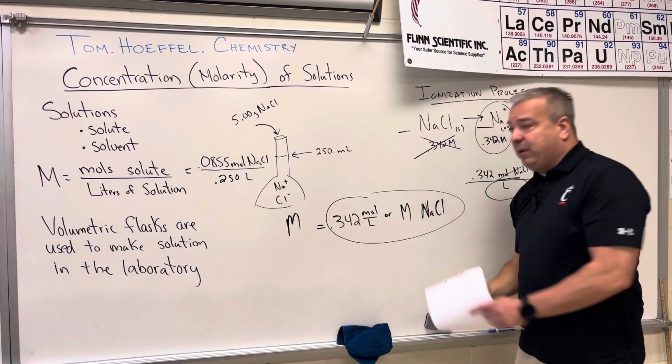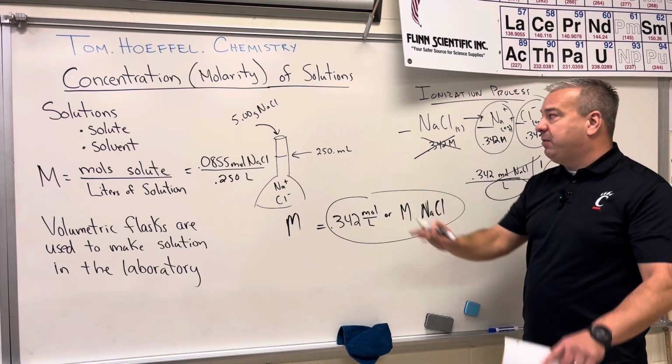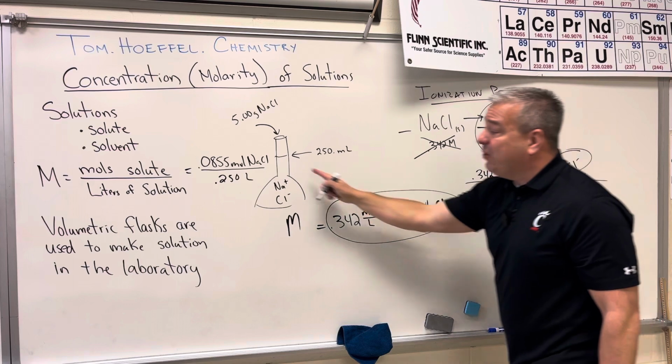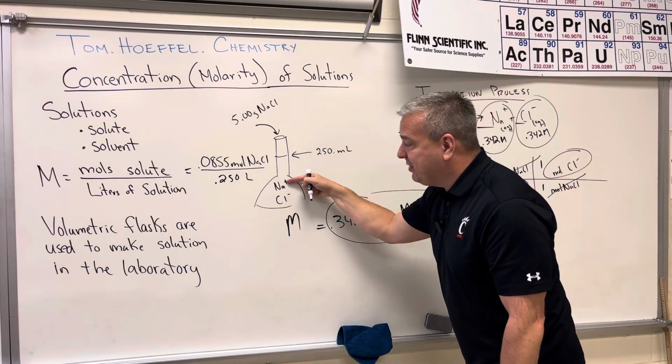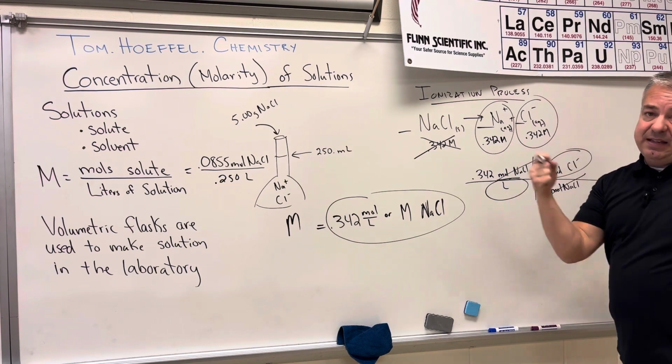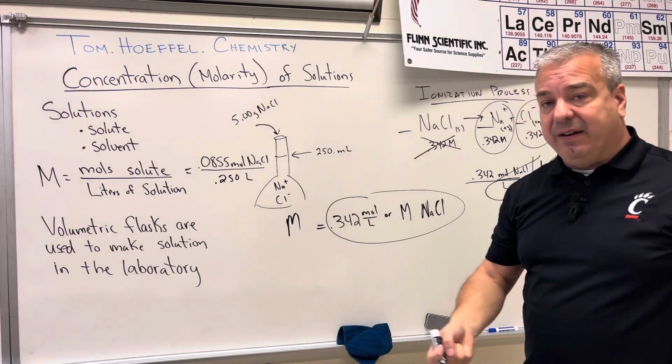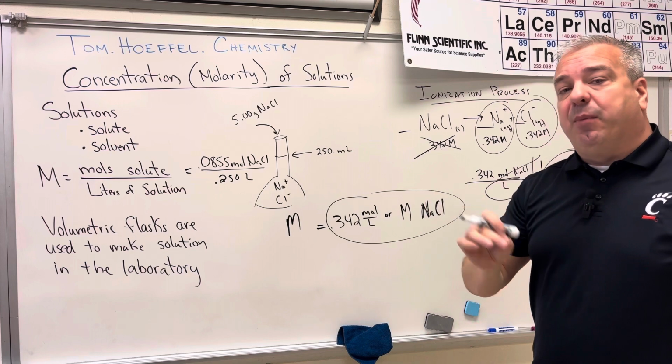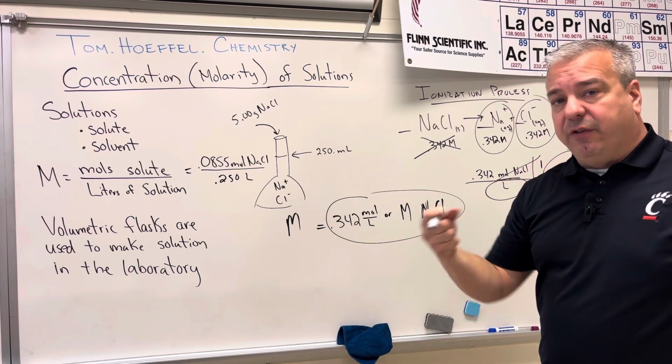So a 0.342 molar solution of sodium chloride, really there's no sodium chloride in here. It's just sodium ions and chloride ions. So what it really means chemically is that you have 0.342 molarity of sodium ions and 0.342 molarity of chloride ions.